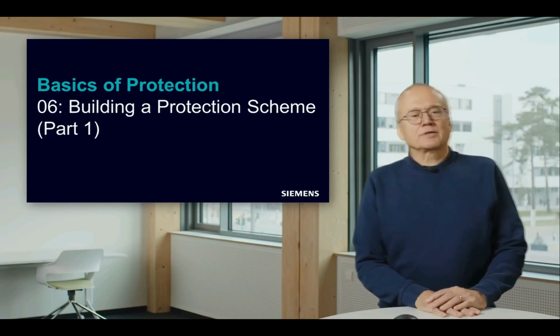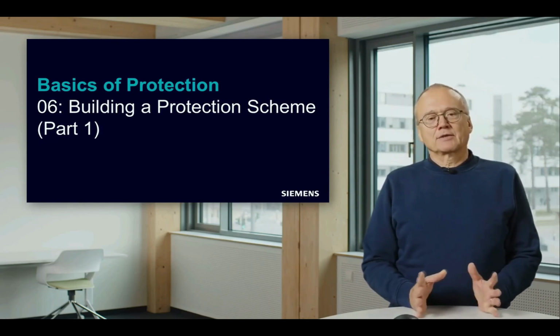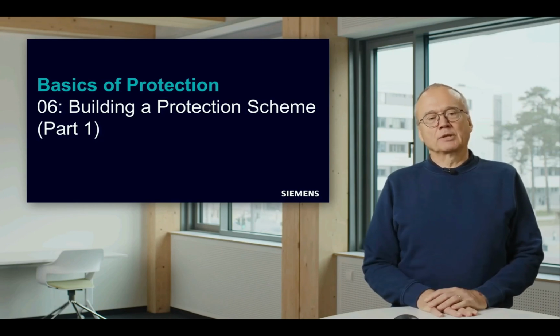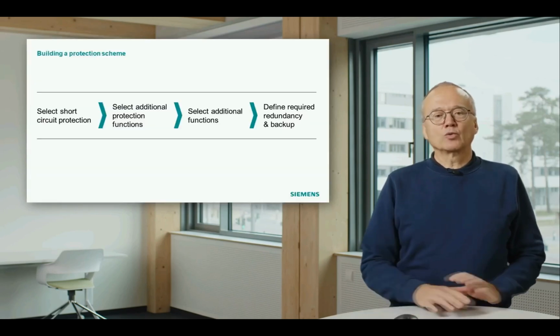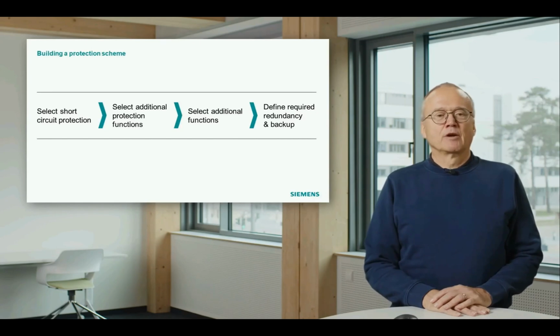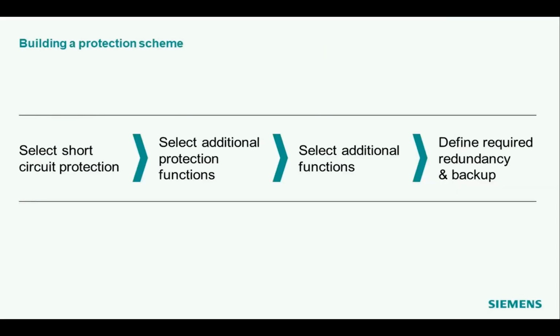In the previous chapter, we had a look at the different aspects of protection, at the protection principles, and in this chapter I will describe how we build up a complete protection scheme based on these considerations. And we will do that in 4 different steps. First is the selection of the main protection, of the short circuit protection. Then we look at the selection of additional protection functions. Third one is additional functions, which are not really protection functions. And then the last chapter will refer to redundancy and reliability.